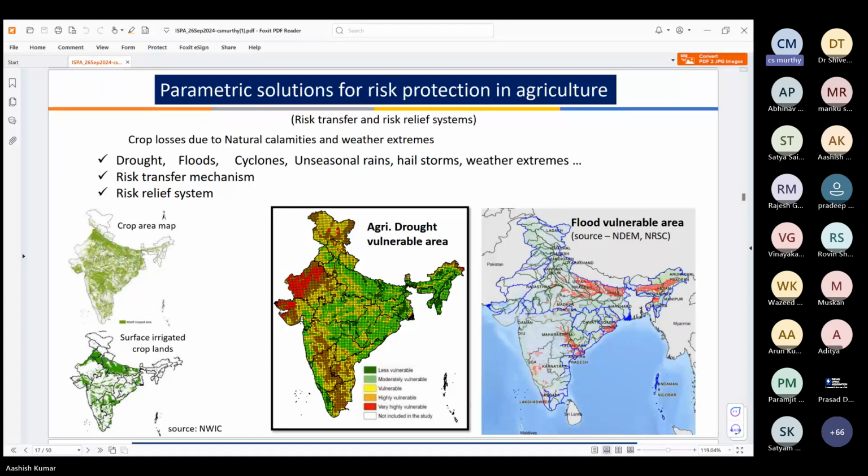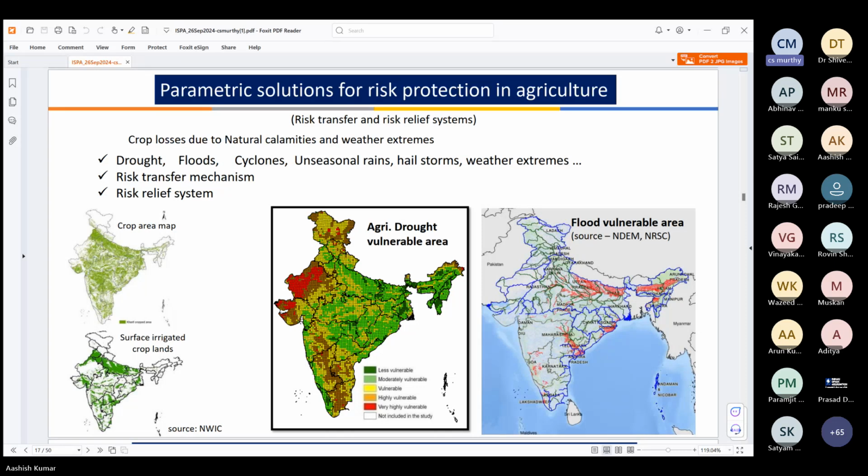So this is one important segment of agriculture where technology solutions are very much needed today. You know all. For crop risk protection of crops from natural calamities, we require parametric solutions. That means data-driven solutions, because crop losses to natural calamities and weather extremes are occurring more frequently in recent years. We need to close these protection gaps and protect the farmers from these risks.